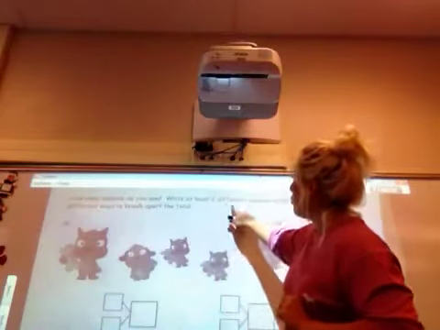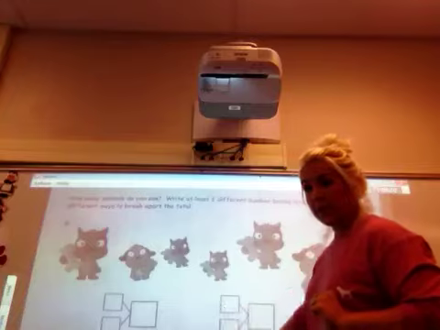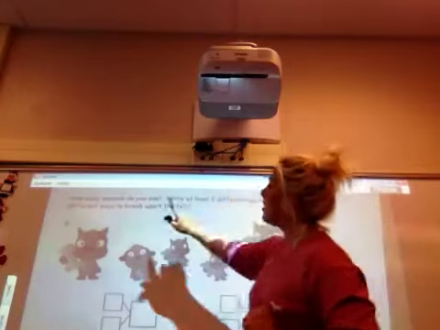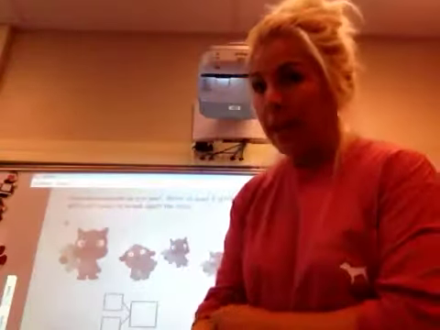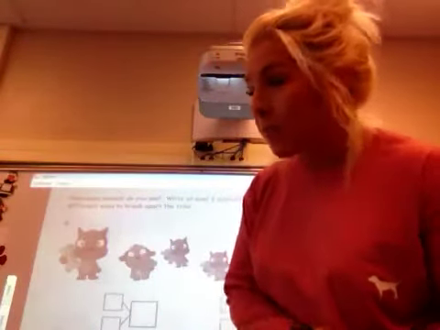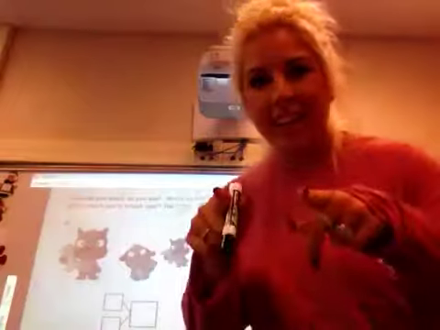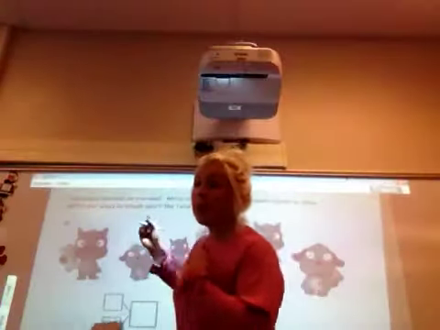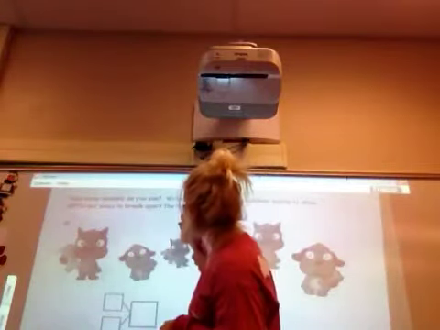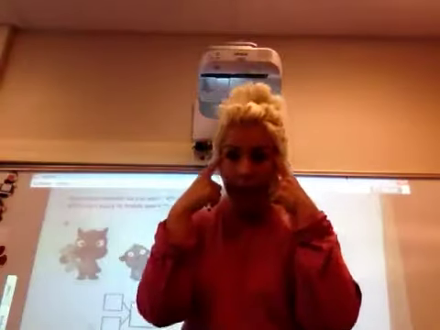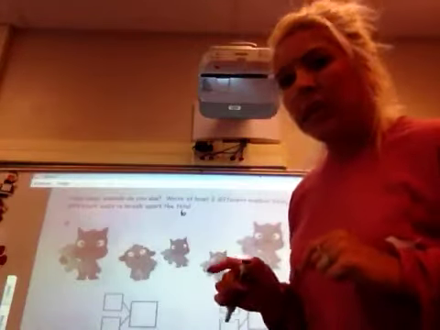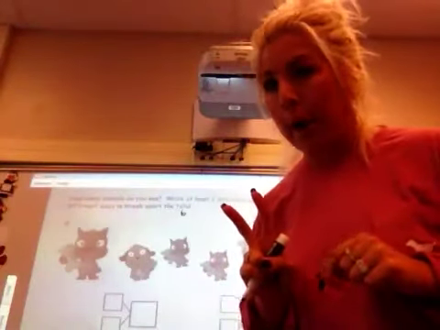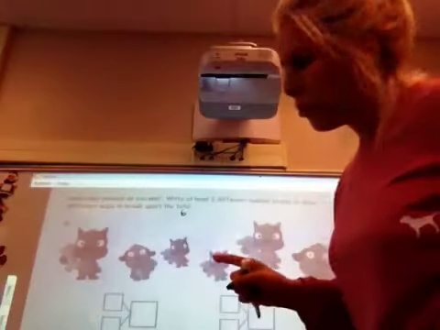Write at least 2 different number bonds, that's what these are, to show different ways to break apart the total. The total was how many animals we had. And how many animals did we have altogether? 6. It helps me to write the total right under, so that I remember in my brain there were 6 animals altogether. Okay, so now we need to look at the animals and think of 2 different ways to break them apart.